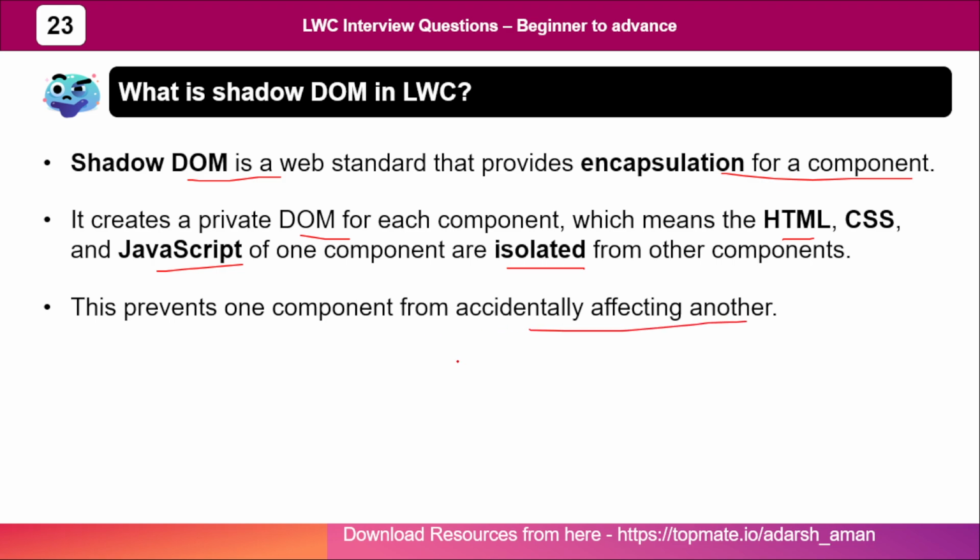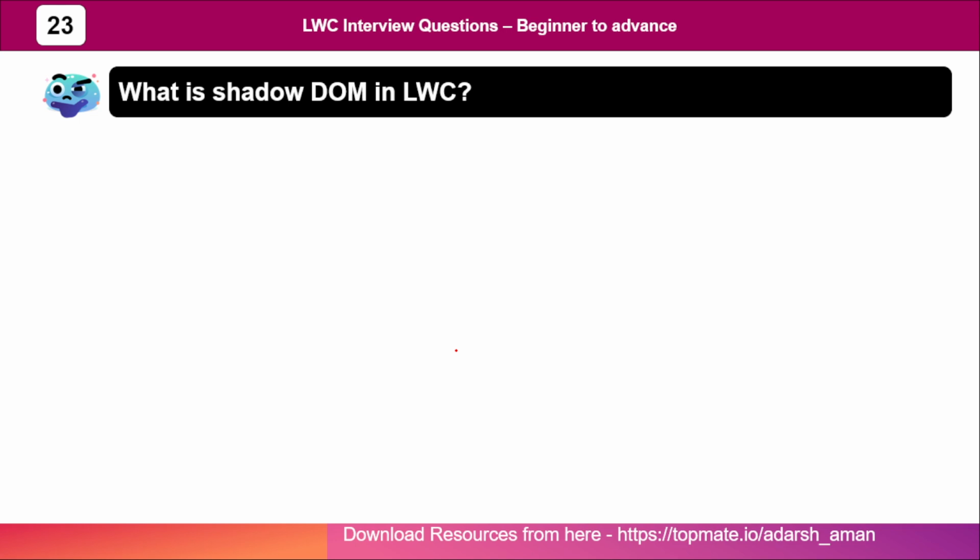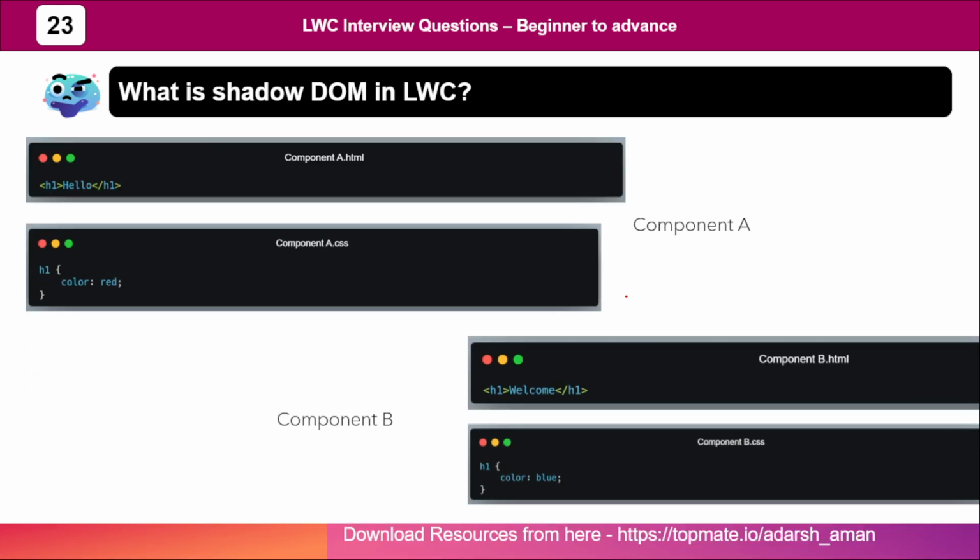Basically it means that whatever component you are creating is isolated from the other components, and the CSS or events are not interfering with the other component. Let's see this with the help of an example. Let's say we have component A and component B. On component A, we have this HTML where we have written hello, and we have created a CSS file where we have given the h1 tag a red color. So this hello would be in red color.